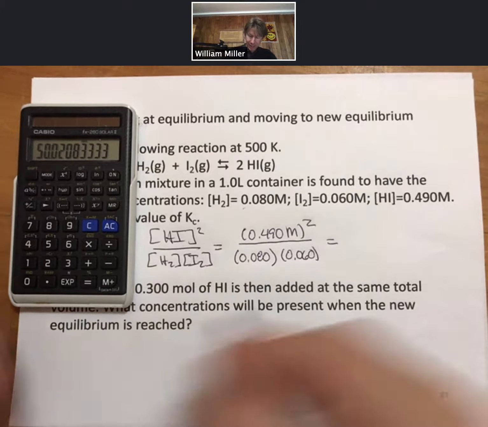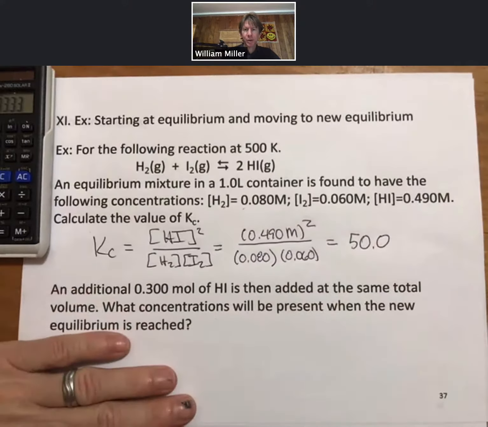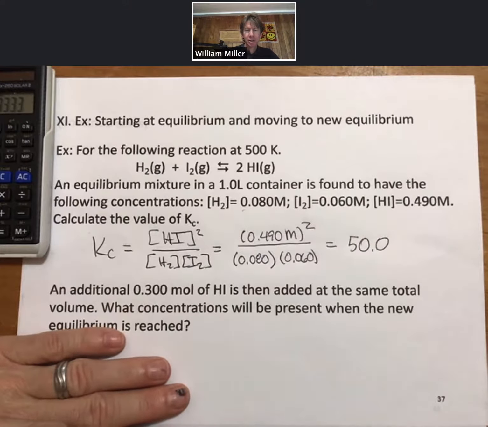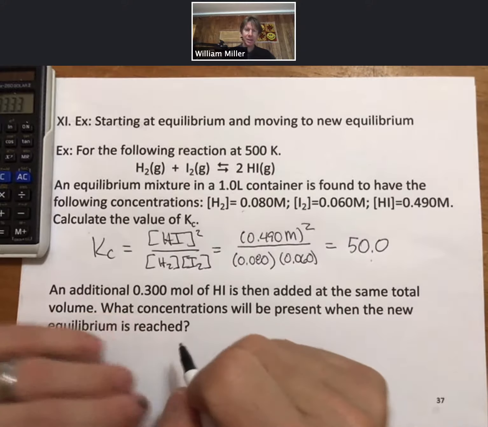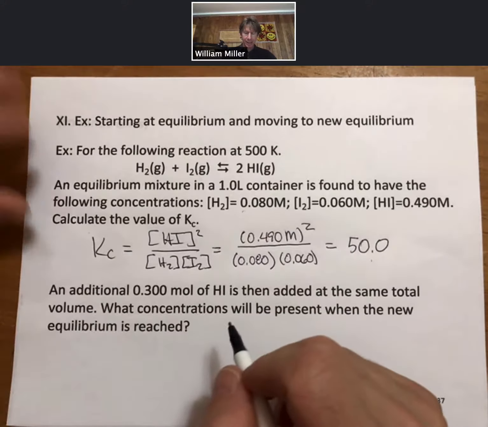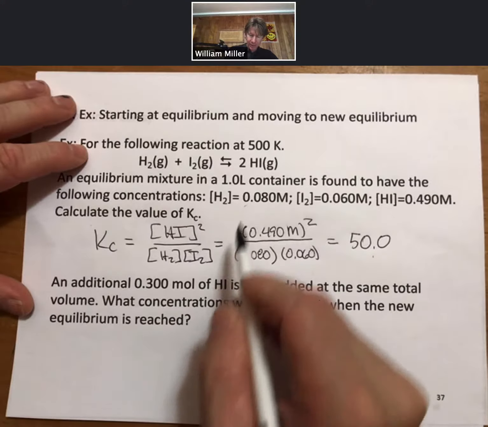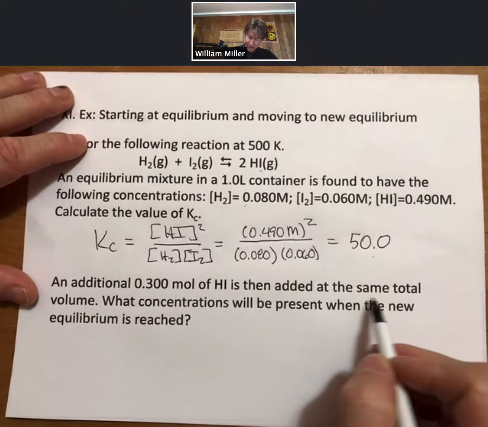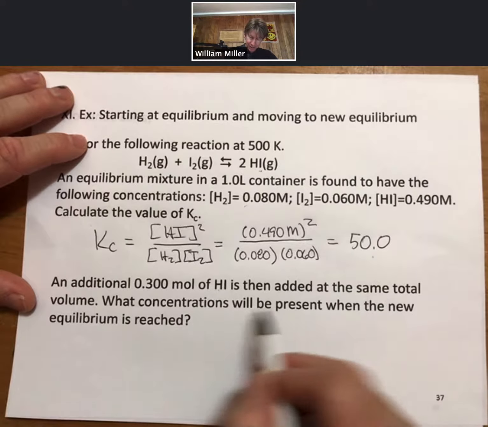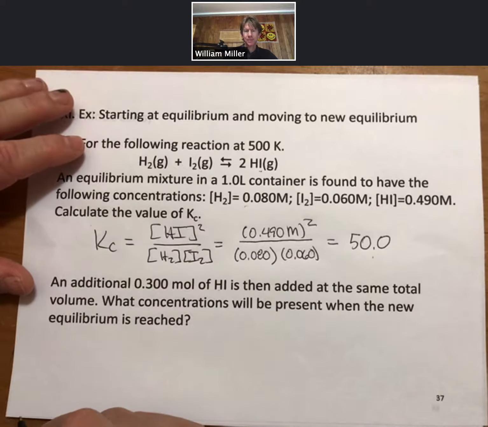I get Kc equals 50.0, which should just be 50 probably, but we'll keep 3 sig figs. 50.0 is my Kc value. And then an additional 0.3 moles of hydrogen iodide is added to the same total volume. What concentrations will be present when the new equilibrium is reached?